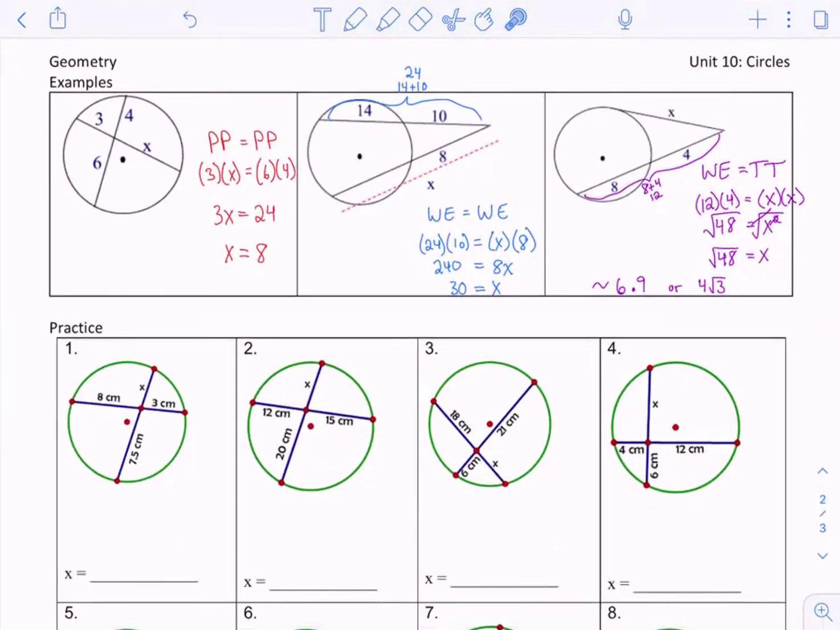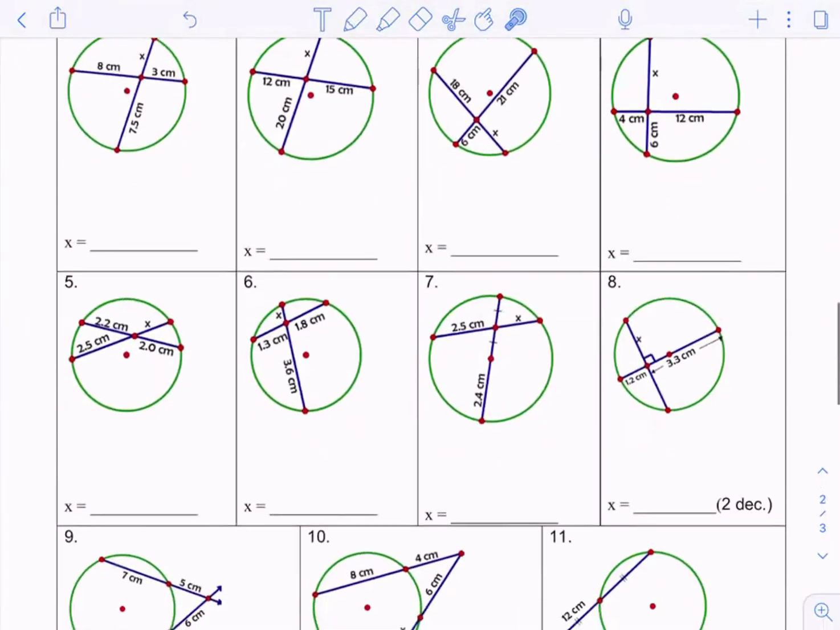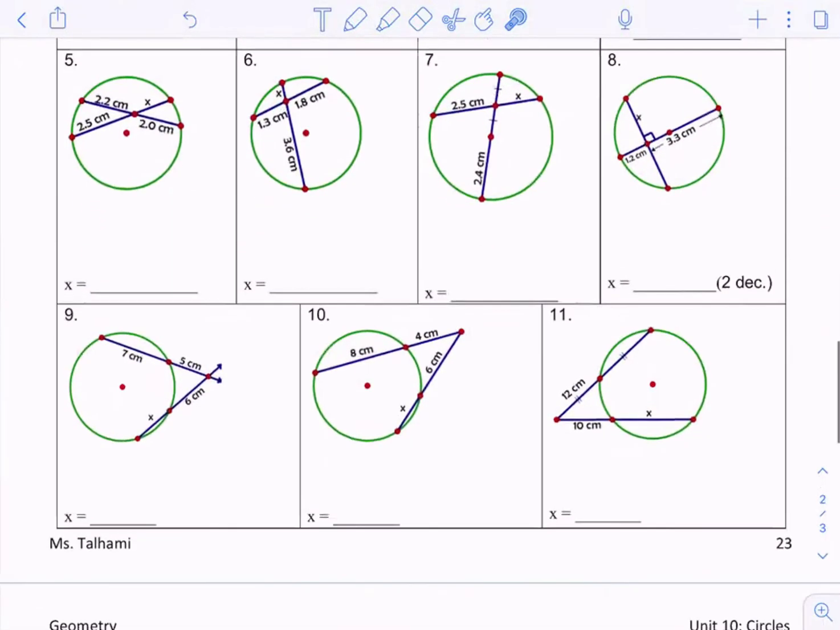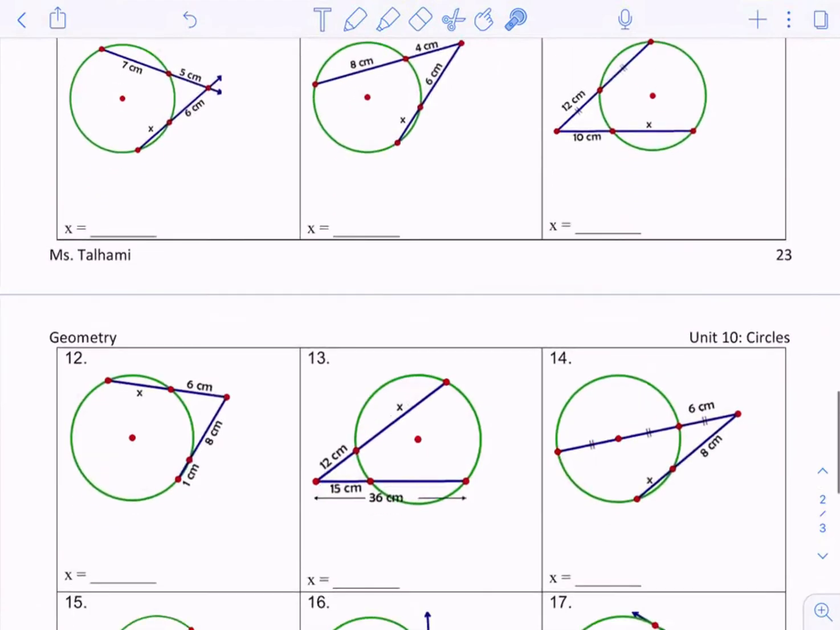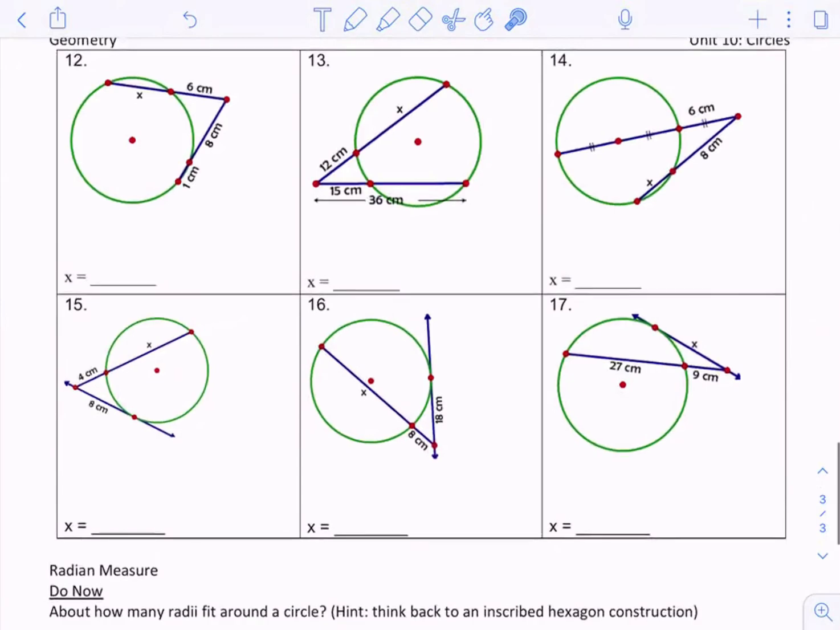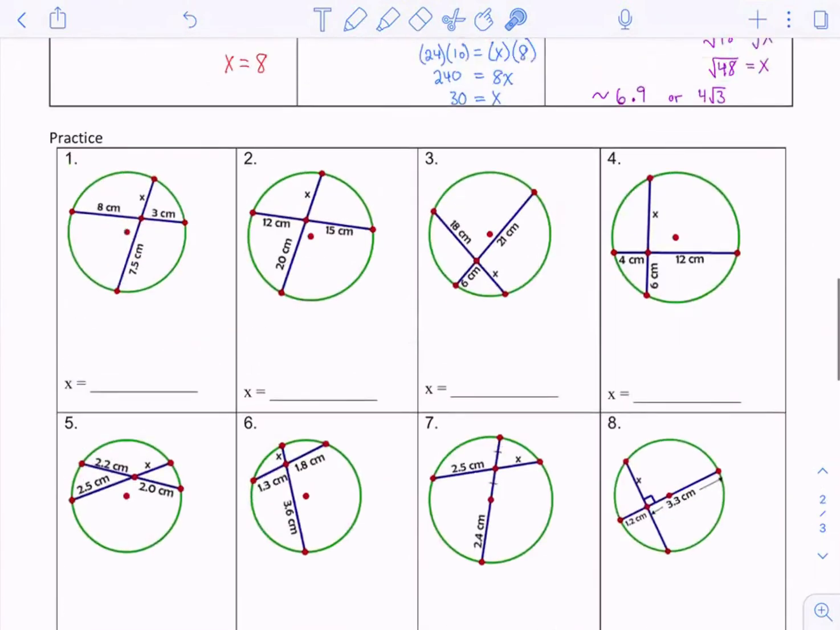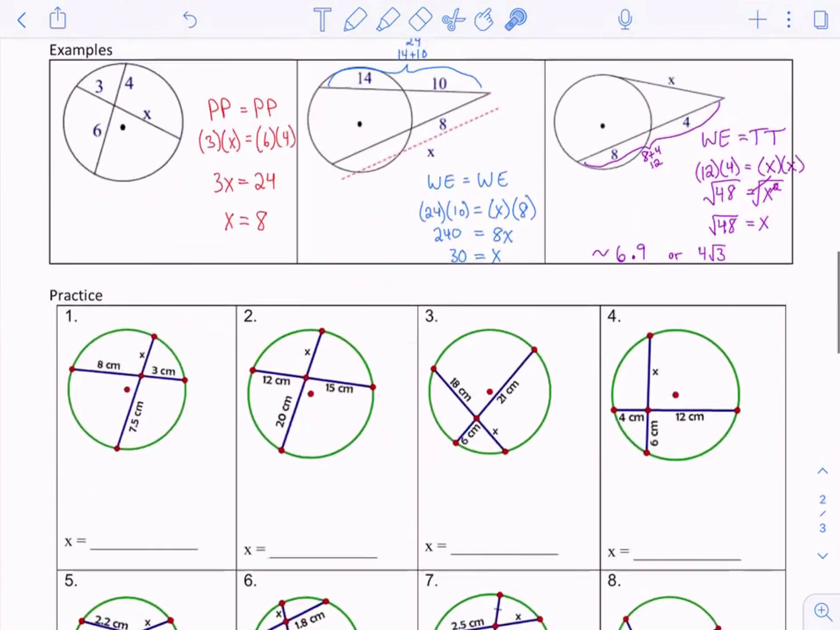So there's a whole bunch of examples you could do here. Pause it wherever you need to try these practice problems, and then when you come back, you can check all of your answers. I'll make sure all the work is there for you. There are 17 questions, so pause it now, try them out, and come back and check your answers. Good luck.